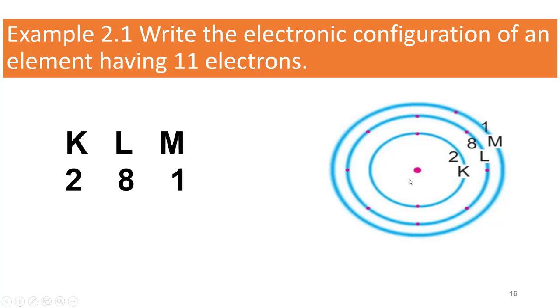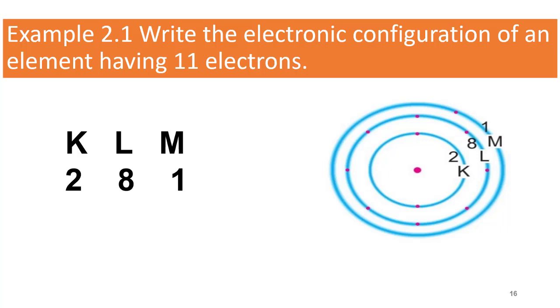Keep in mind that all electrons do not have the same energy. Therefore, they are accommodated in different shells according to increasing energy and capacity of the shell. So, first of all, electron will go to K shell, which has minimum energy. It can accommodate 2 electrons. After this, electron will go to L shell. That can accommodate 8 electrons.